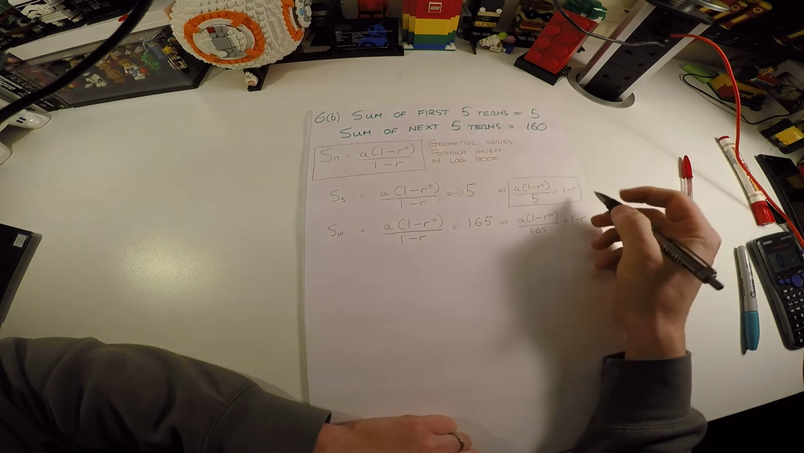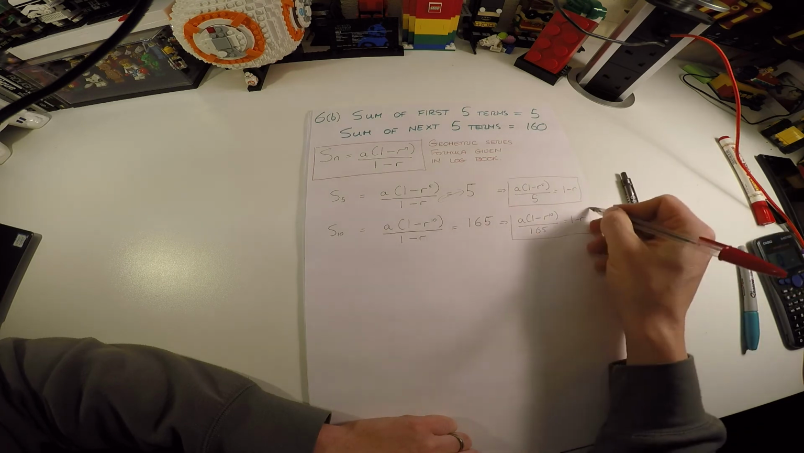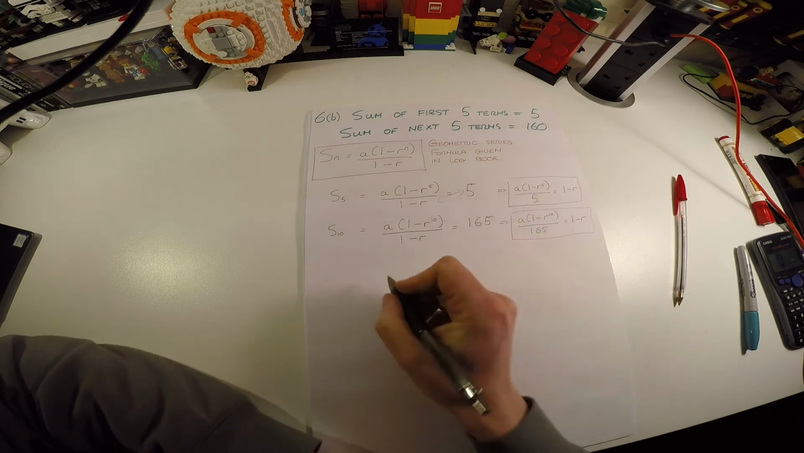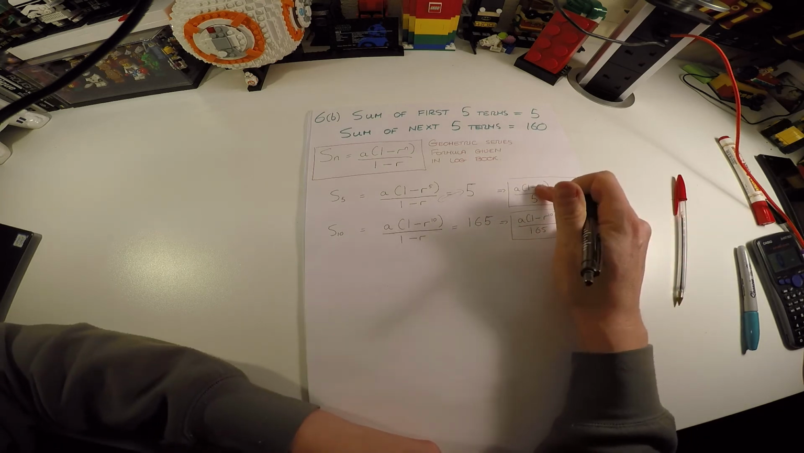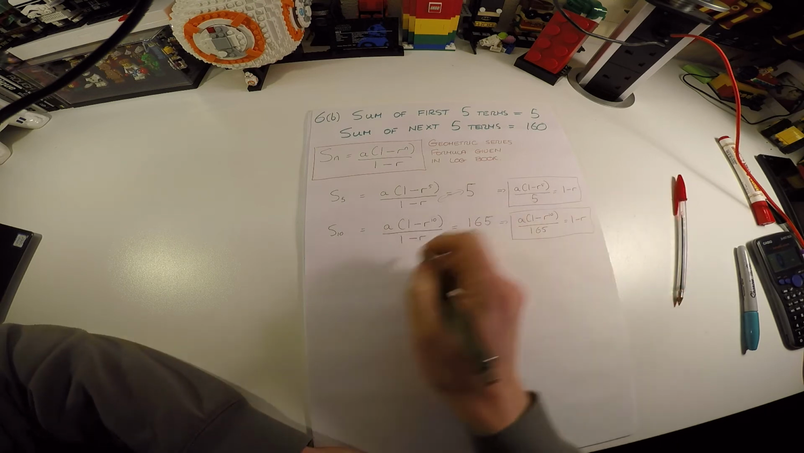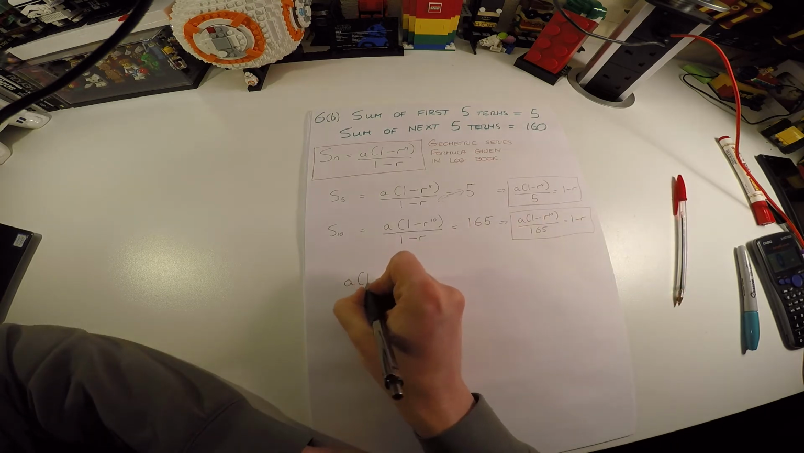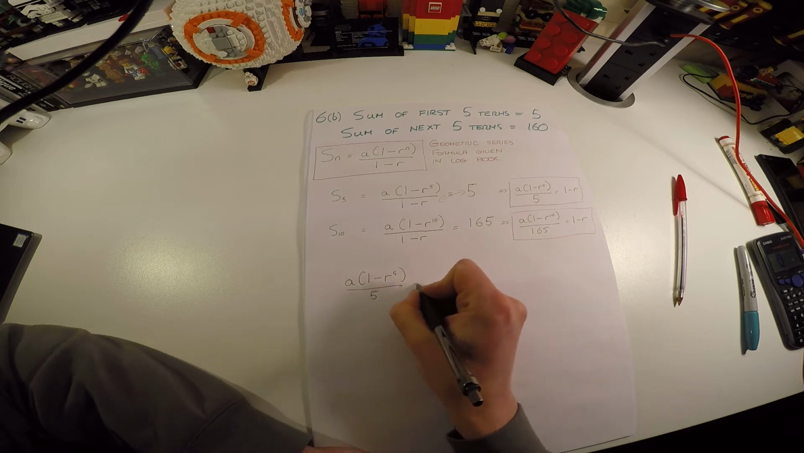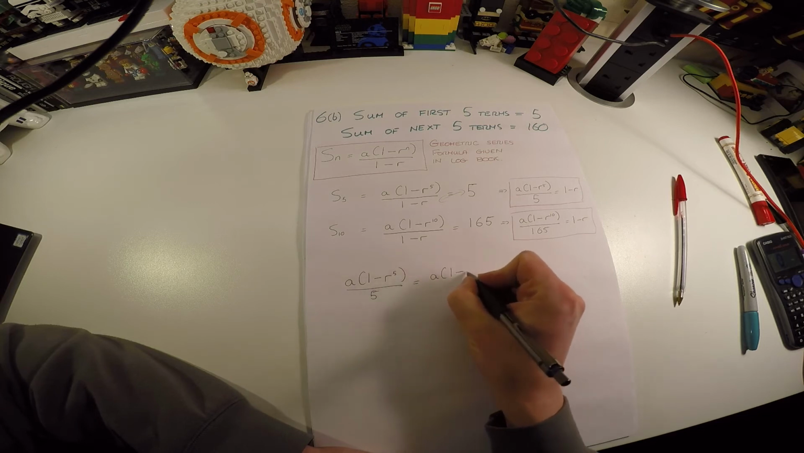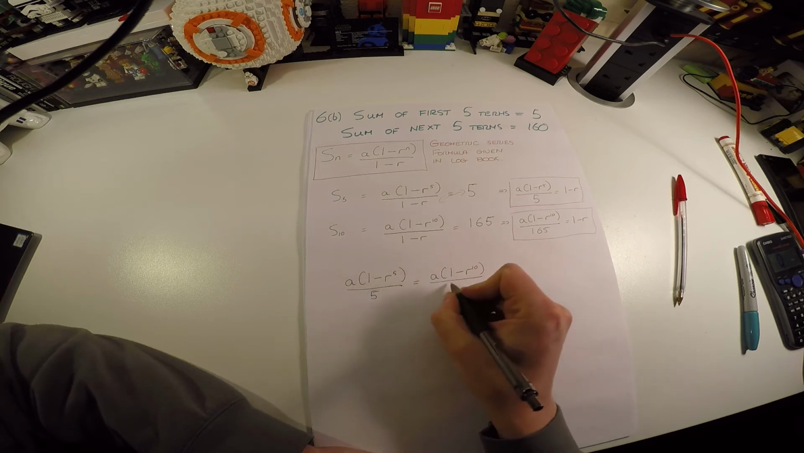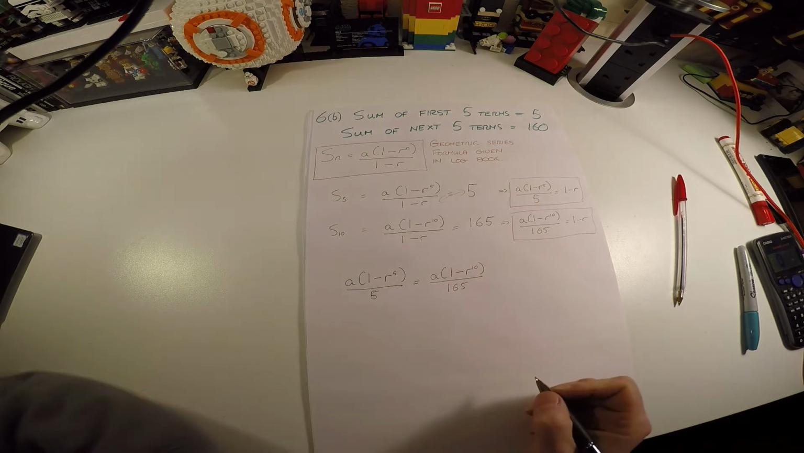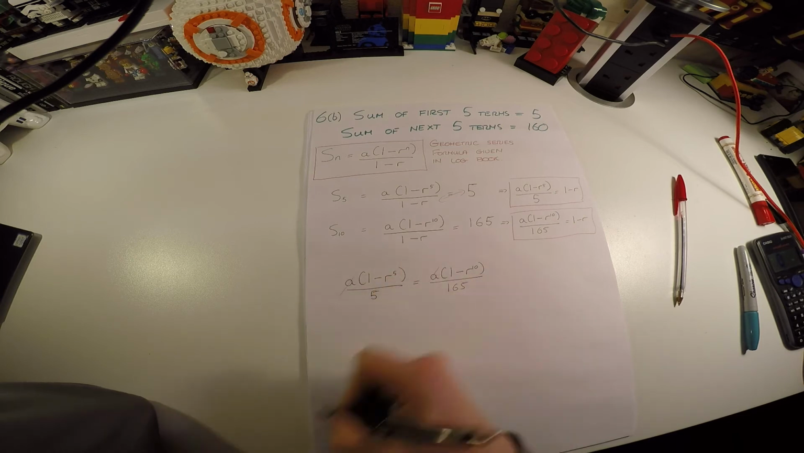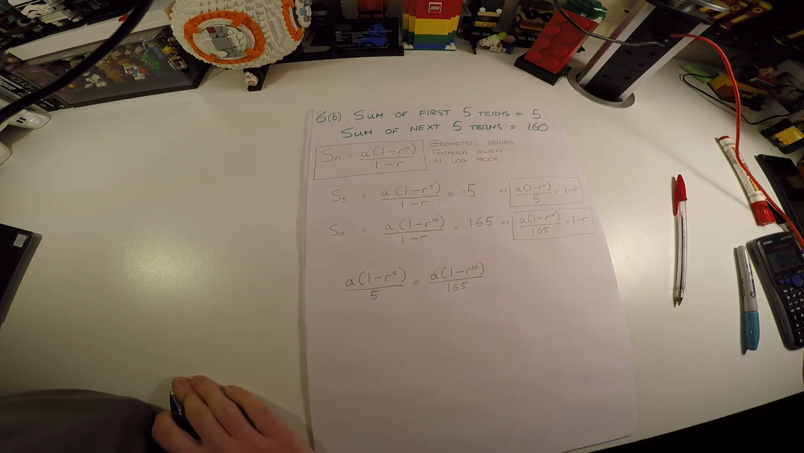Now remember, R is the same for both equations, and A is a number the same in both equations. If these two things are equal to 1 minus R, it's safe to say they're both equal to each other, because they're both equal to the same thing. So we can say A times 1 minus R to the 5 over 5 equals A times 1 minus R to the 10 over 165. Now we have A on both sides, so that can go, and we can definitely try and solve this for R.